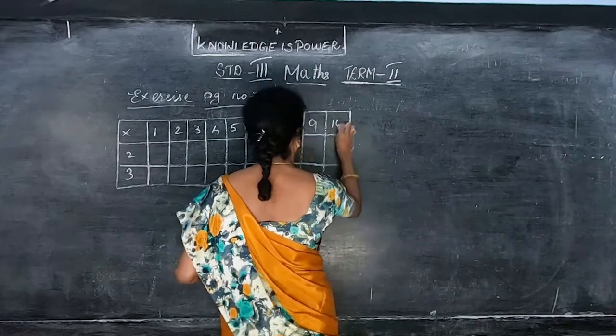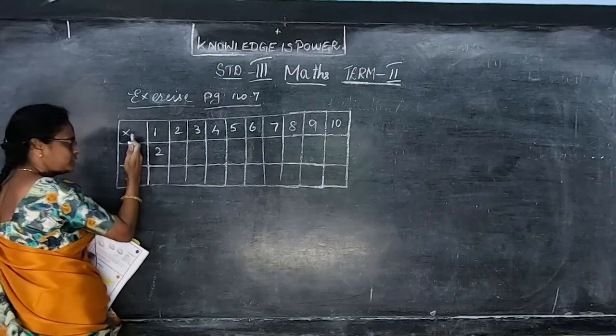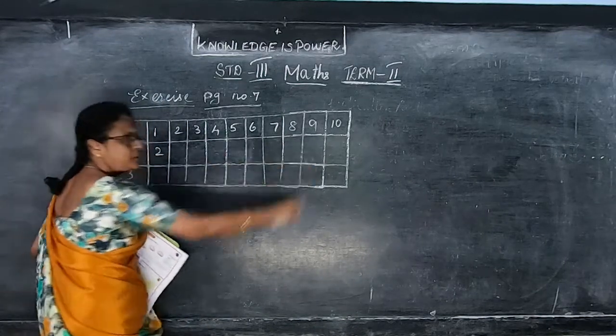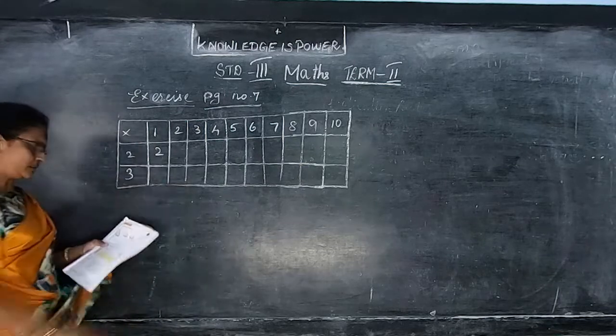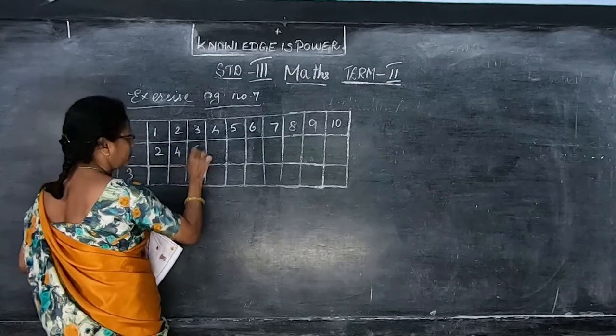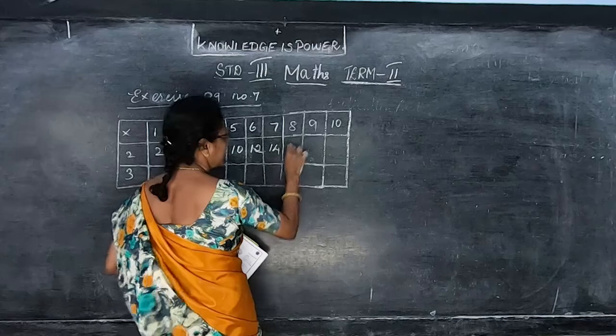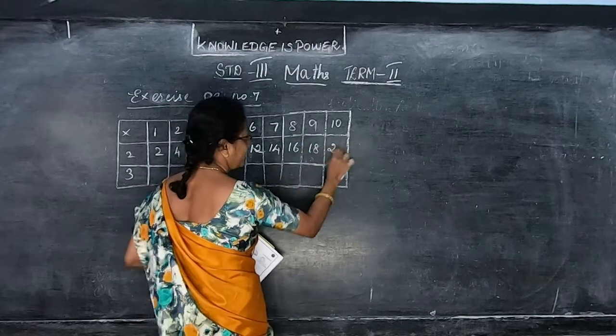So 10, up to 10. Now we have to write the 2 tables. 2 ones are 2. We are going to write the 2 tables fully in this box, and here you are going to write the 3 tables. So in the boxes you have to complete. 2 twos are 4, 2 threes are 6, 8, 10, 12, 14, 16, 18 and 20.